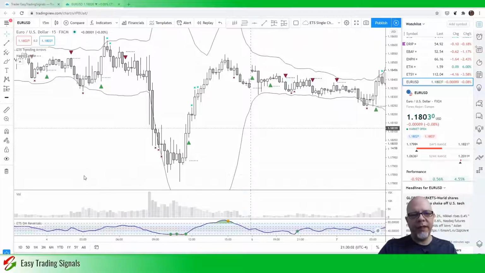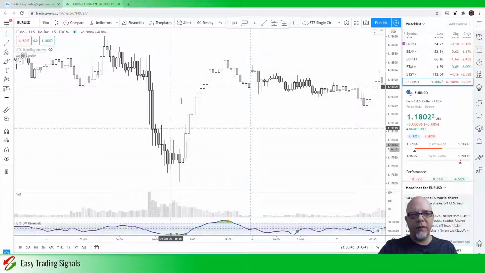Below here is the indicator. Mine is called the ETS DM Reversals indicator, and you can find it in the TradingView indicator area, or you can simply go to my profile and find it there. So let's take a look then at what we have here. So in this particular case you can see that, let me just hide that for now.